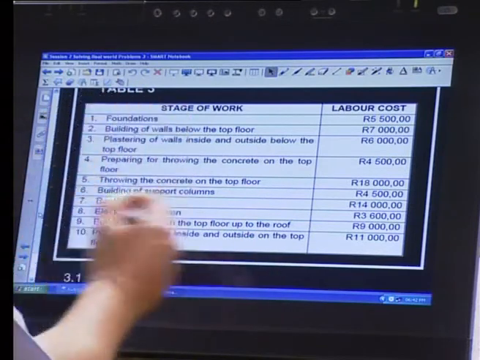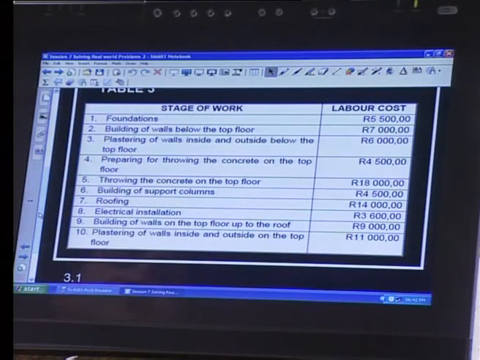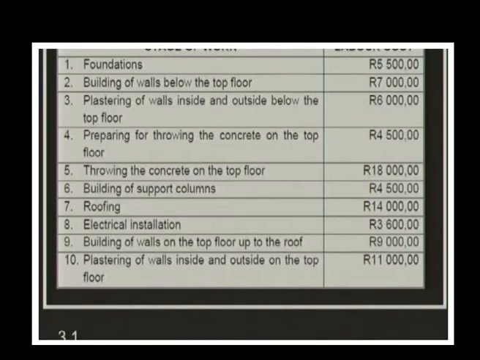So for doing the foundation is going to cost him 5,500 Rand. For building of the walls below the top floor, 7,000. For plastering the walls inside and outside, 6,000. Preparing for throwing the concrete on the top floor, 4,500. You get the idea. Okay, so there are a whole lot of costs involved with building this house.